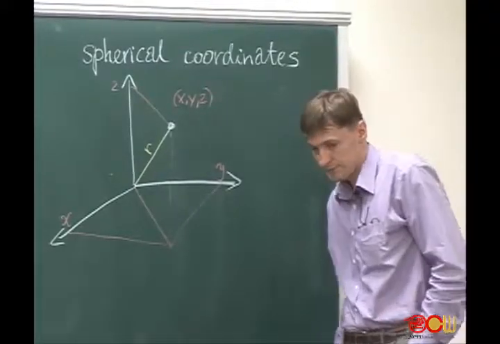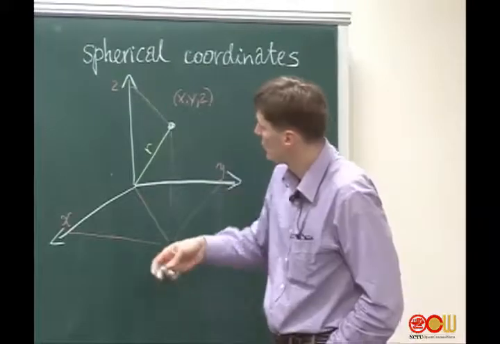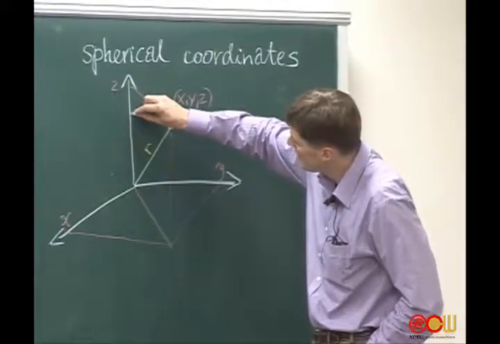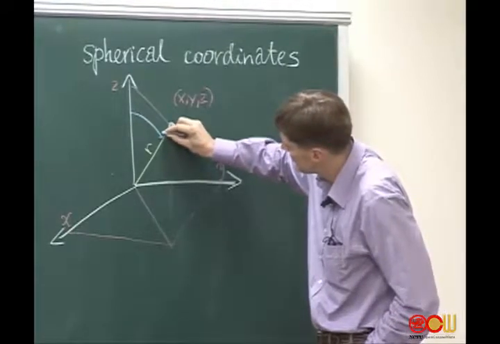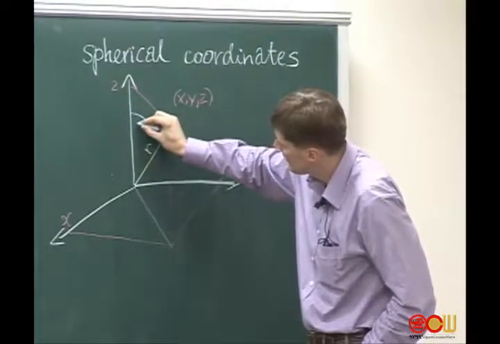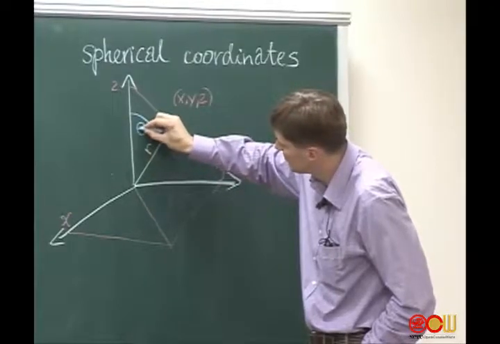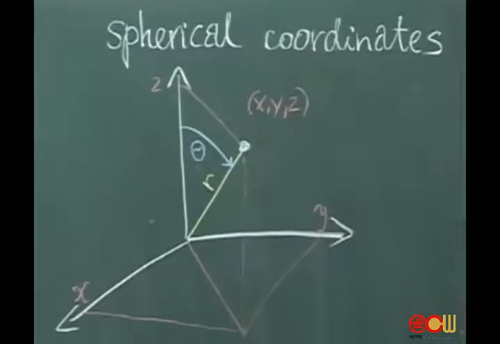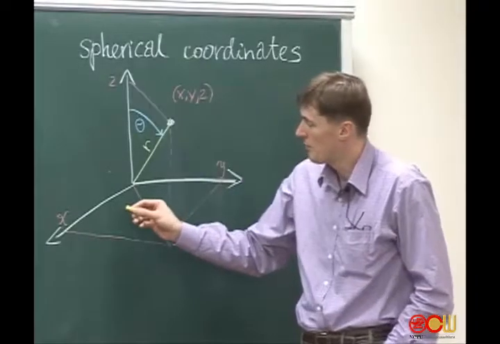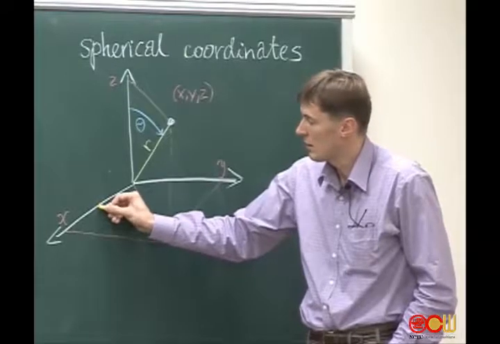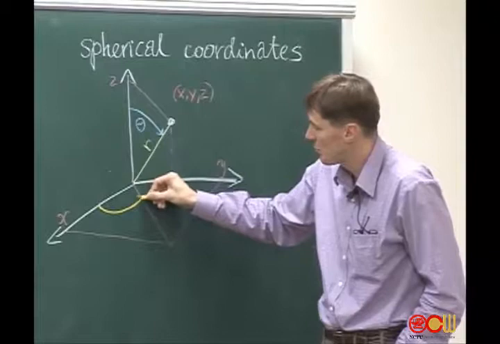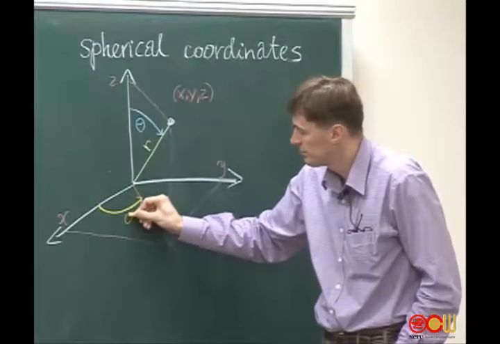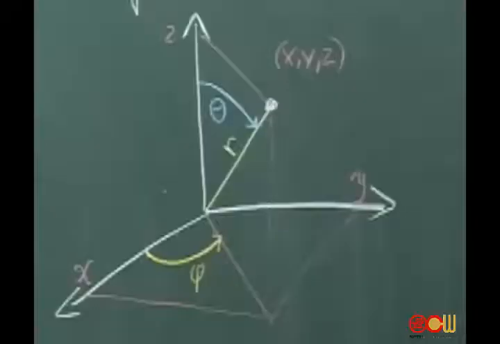Second coordinate, which will be in blue, is the angle between the z-axis and this r-axis. And this angle is called theta. And the third coordinate, which I put in yellow, is the angle calculated from the x-axis up to this axis, that is the projection. And this is denoted by phi.